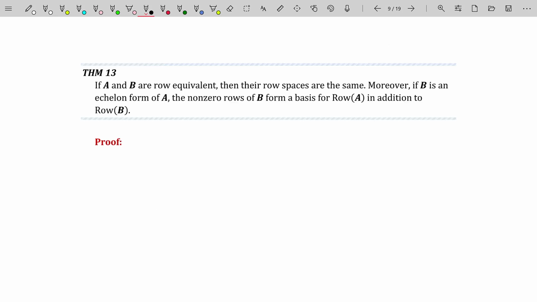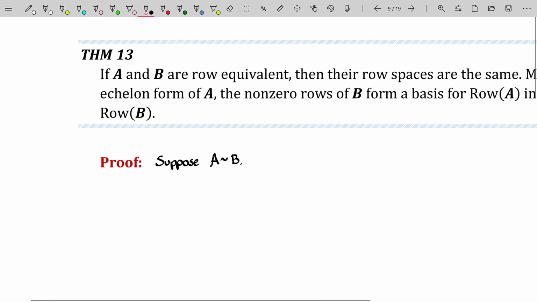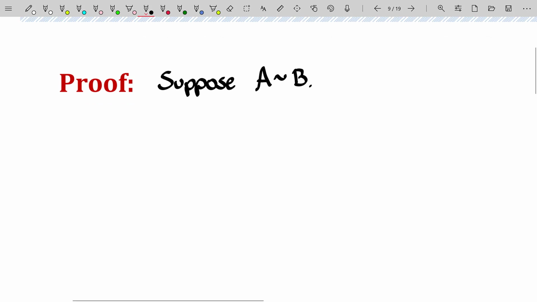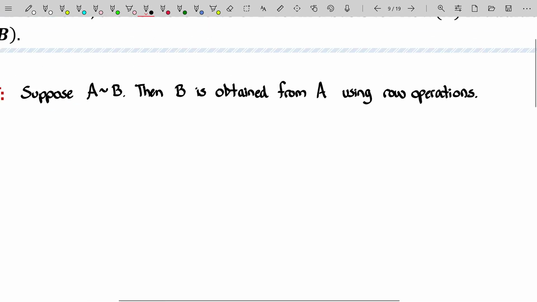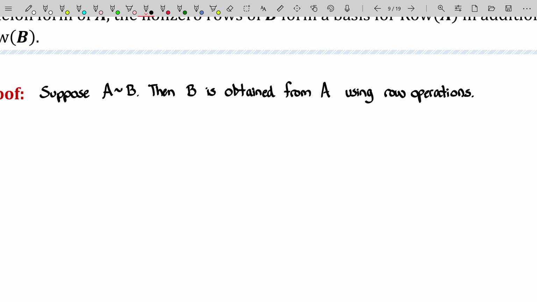The second part of the theorem states that if B is an echelon form of A, the non-zero rows of B form a basis for the row space of A in addition to the row space of B. Well, again, we actually kind of abused this in that example. So let's go ahead and prove both of these parts so that from this point forward, we can use this theorem to our heart's content. So for the first part, we're just going to suppose that A and B are row equivalent. Then B is obtained from A by using row operations, and vice versa, by the way.